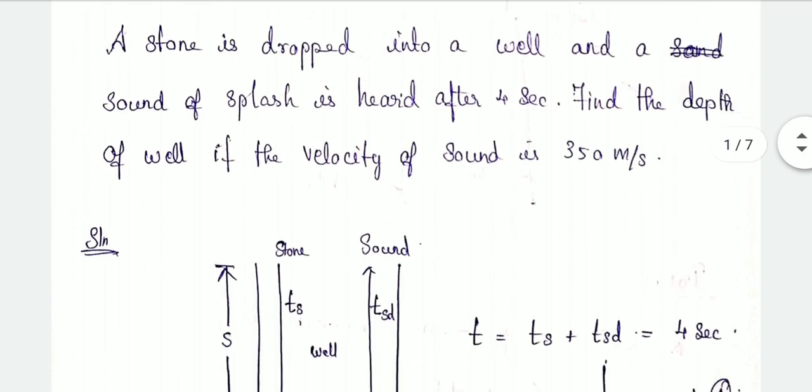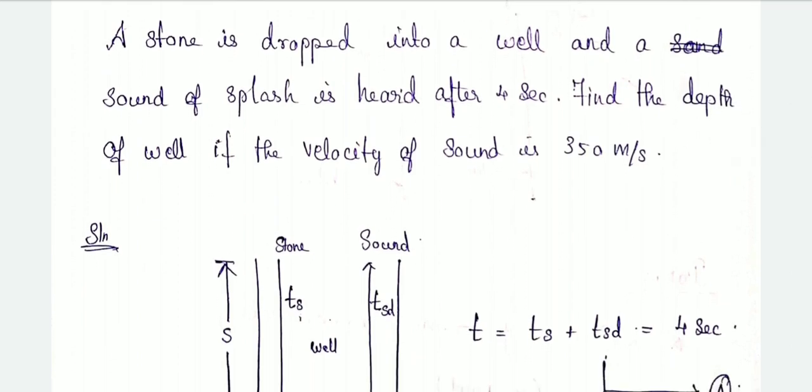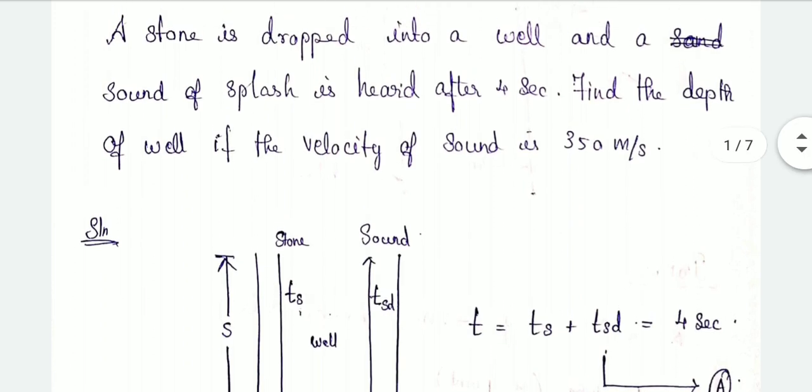Same type of sum is here. A stone is dropped into a well and the sound of the splash is heard after 4 seconds. Find the depth of the well if the velocity of sound is 350 meter per second. What they are saying is that I am going to throw a stone into the well. When I throw a stone, it will reach the water level. At that time there will be a sound of the splash coming to me, right? That time will give me the depth of the well.